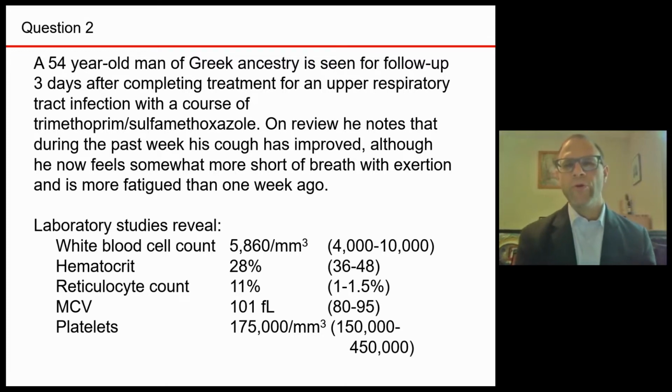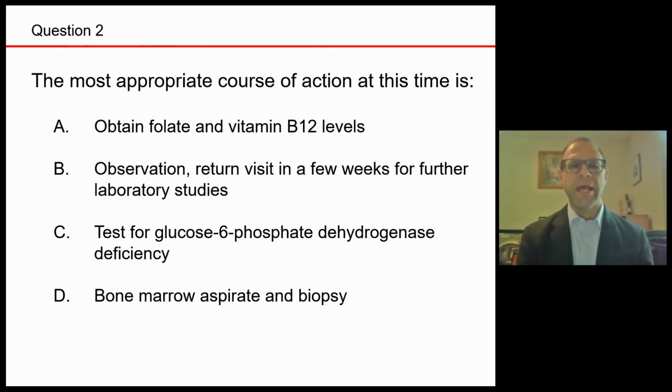The most appropriate course of action at this time is A, obtain folate and B12 levels, B, observation with return visit in a few weeks, C, test for G6PD deficiency, or D, do a bone marrow biopsy.